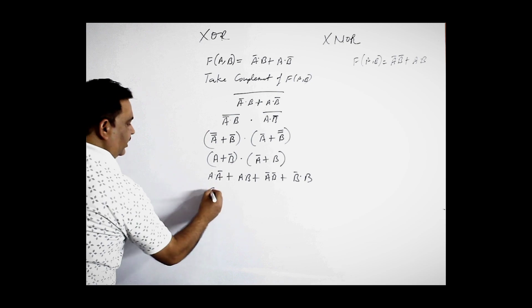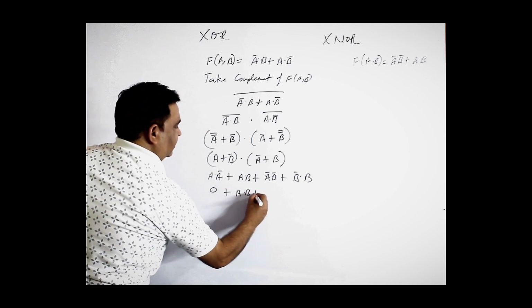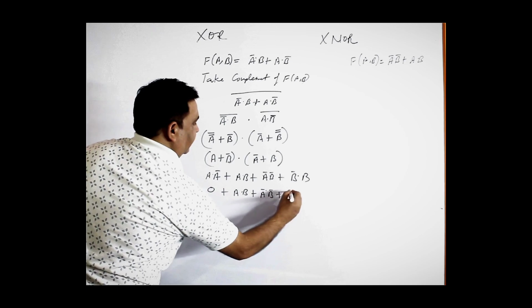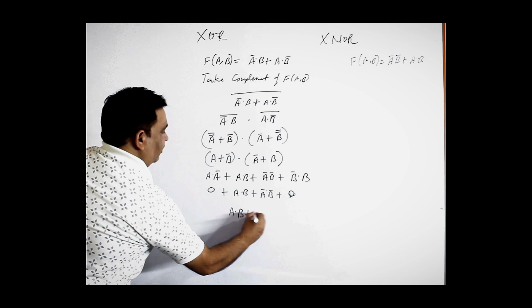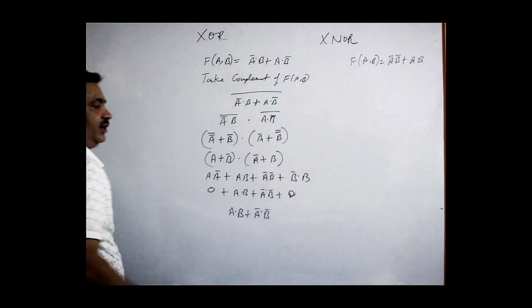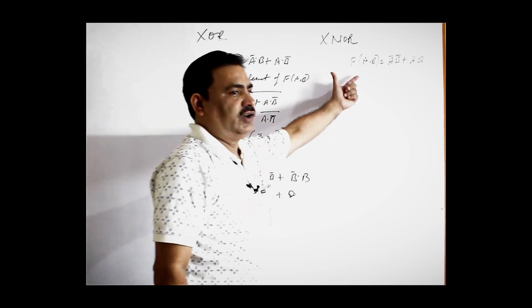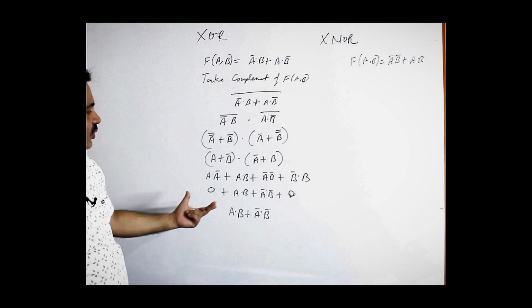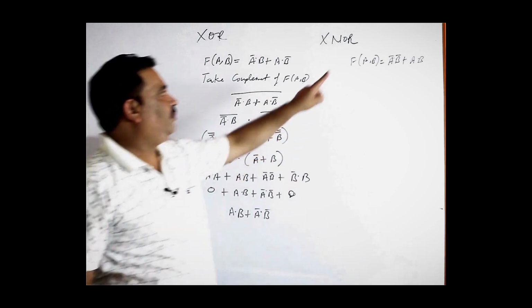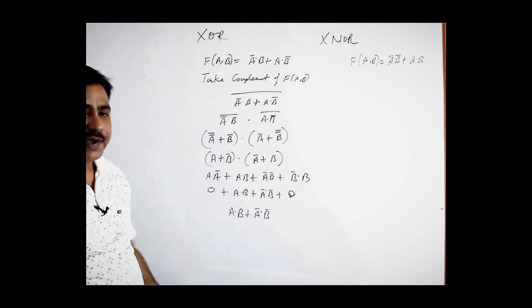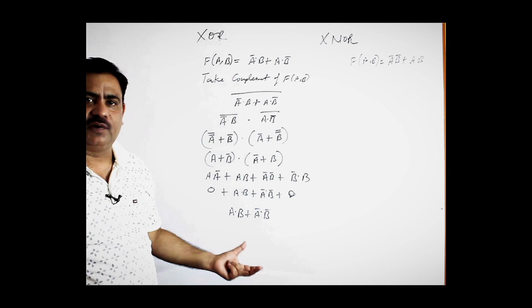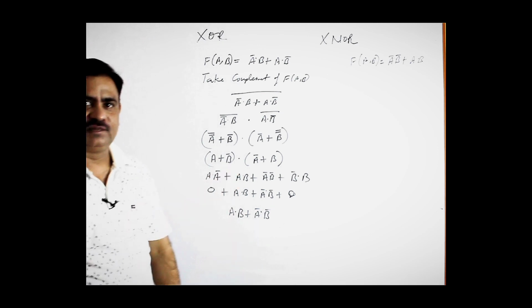Now A dot A complement is 0, A dot B remains the same, A complement dot B complement remains the same, and B complement dot B is also 0. So finally A dot B plus A complement dot B complement, which is equivalent to the XNOR gate. In such a way we can also prove that the complement of XNOR is equivalent to the XOR gate. This is for 2 variables. You can do the same thing with the help of 3 variables. That's all.